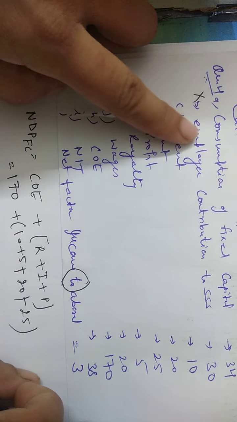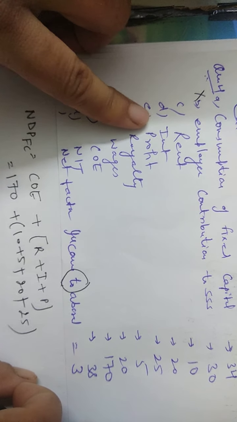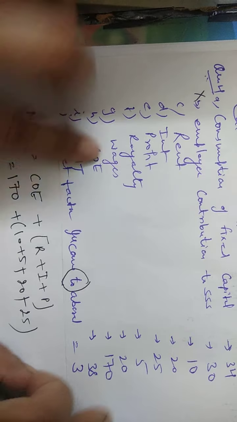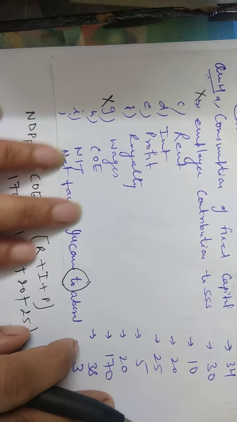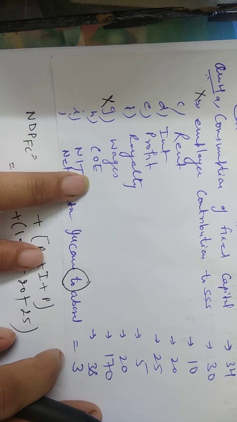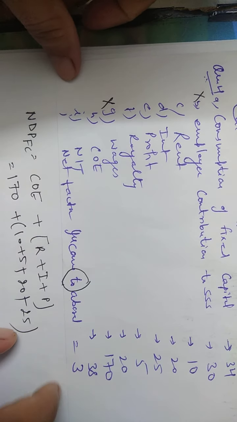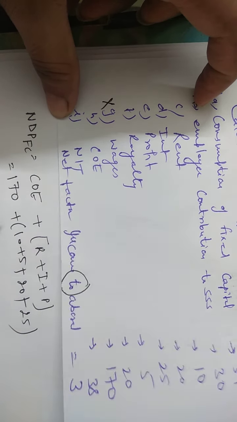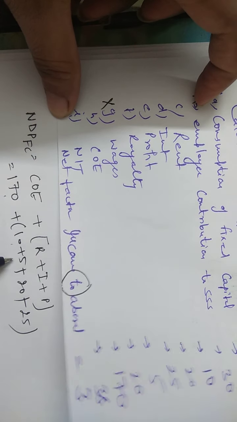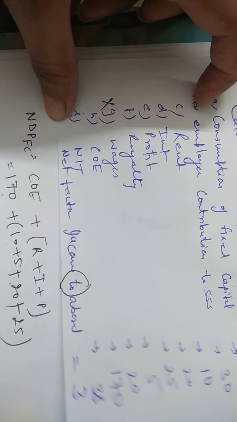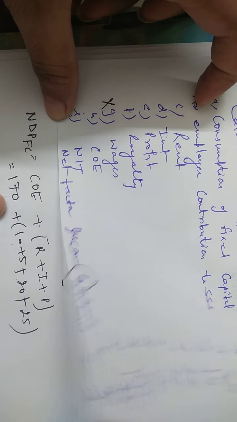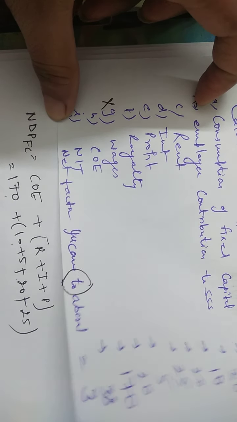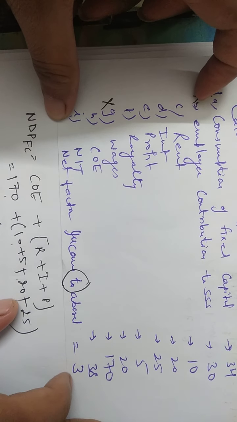Now we have taken rent, interest, profit and royalty. Wages again will not be used in this question. Why should we not take wages? Because they are already a part of compensation of employees. Now if we add these factors, 170 plus 10 plus 5 plus 20 plus 25, we get 230. It's 230 crore, that is the NDP at factor cost.